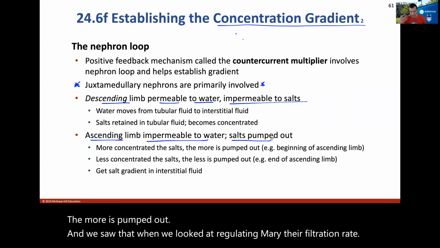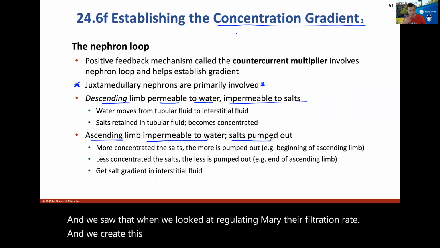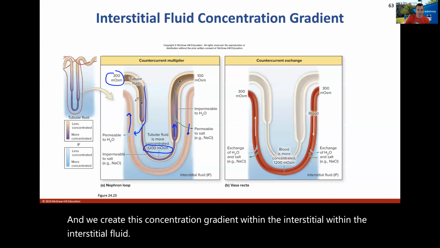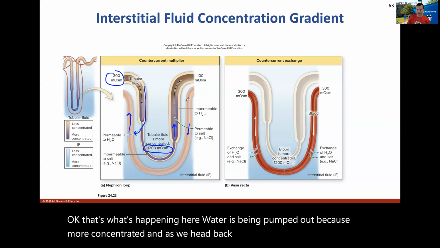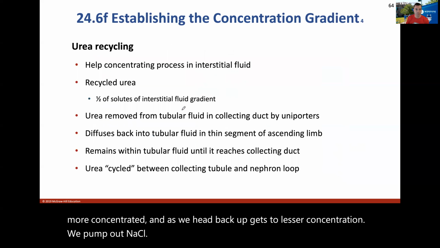And we create this concentration gradient within the interstitial fluid. Okay, that's what's happening here. Water is being pumped out, becomes more concentrated, and as we head back up, it gets to lesser concentration, we pump out NaCl. That's the countercurrent multiplier system.